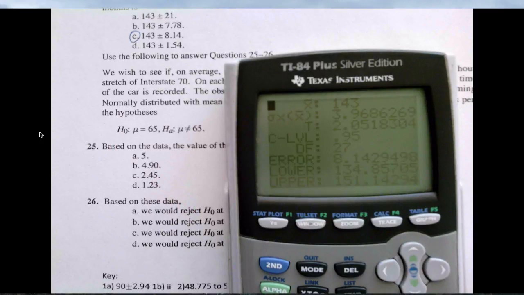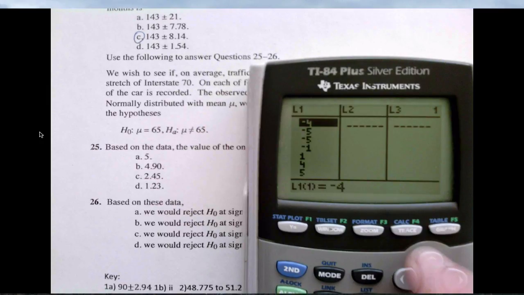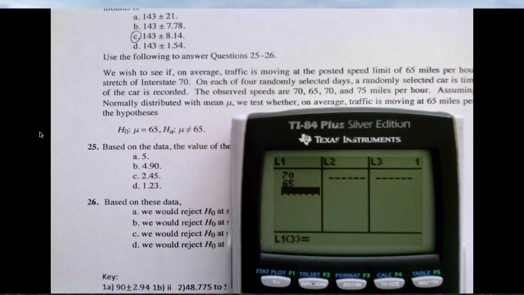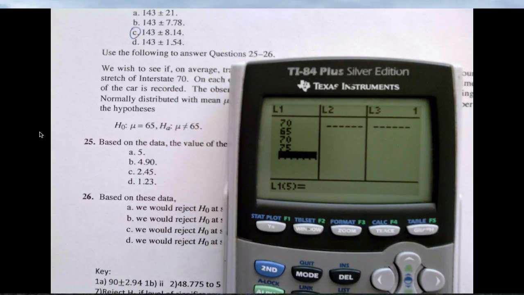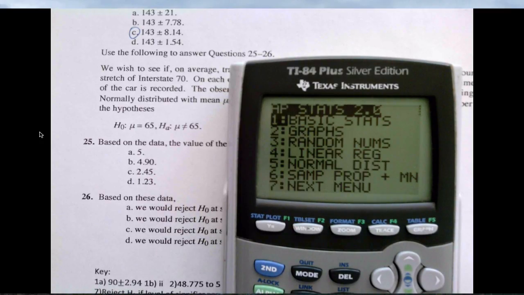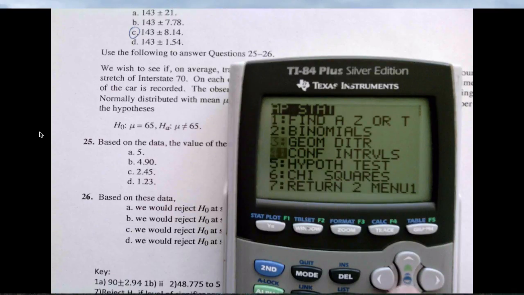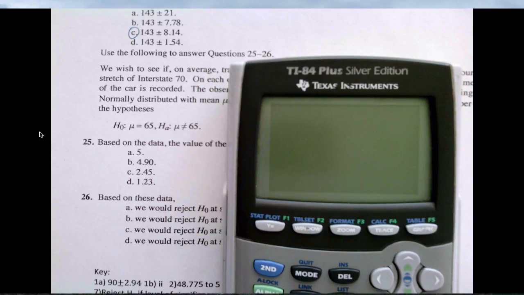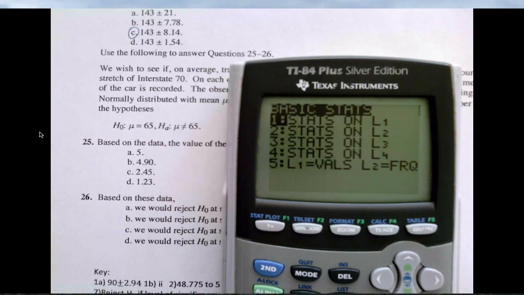All right. So in this case, we have data. I'm going to clear out what I have here, and I'm just going to put in 70, 65, 70, and 75. I could run basic stats. This is definitely a sample where we do not know the standard deviation. It was not given to us. Or I could just run from the app. I could go to the hypothesis test. I guess it's not here. Let's run basic stats. So I'm going to exit out of that. Basic stats on L1. There we go.